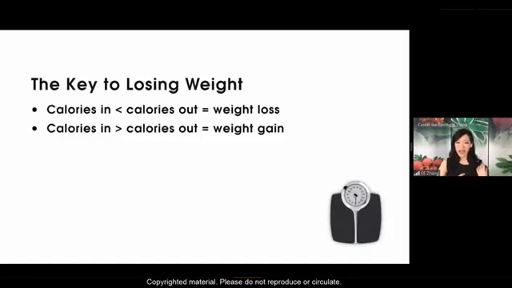If you eat more calories than you burn, you're going to gain weight. If you eat less calories than you burn, you're going to lose the weight. Right? It's as simple as that. The hard part is keeping track of the calories that you're eating.